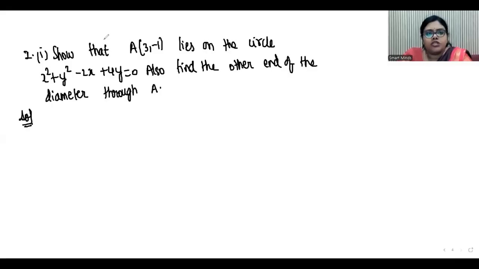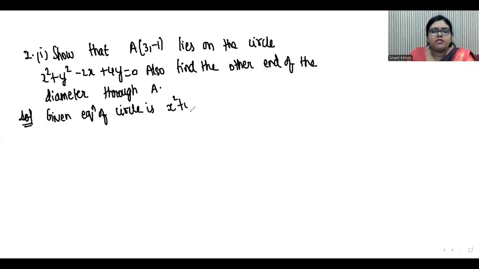Take the next question. Question number 2, bit number 1. Show that A(3, −1) lies on the circle. Also find the other end of the diameter through A. So first let us write the given equation of the circle. What is the given equation of the circle? x² + y² − 2x + 4y = 0.